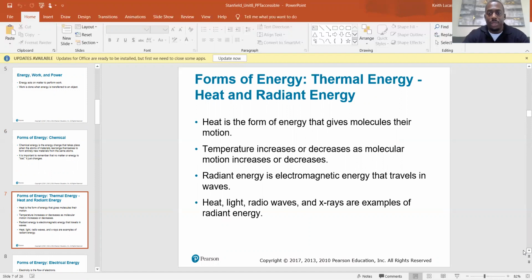Forms of energy. Thermal energy, heat and radiant energy. Heat is the form of energy that gives molecules their motion. Temperature increases or decreases as molecular motion increases or decreases. Radiant energy is electromagnetic energy that travels in waves. Heat, light, radio waves, and X-rays are examples of radiant energy.